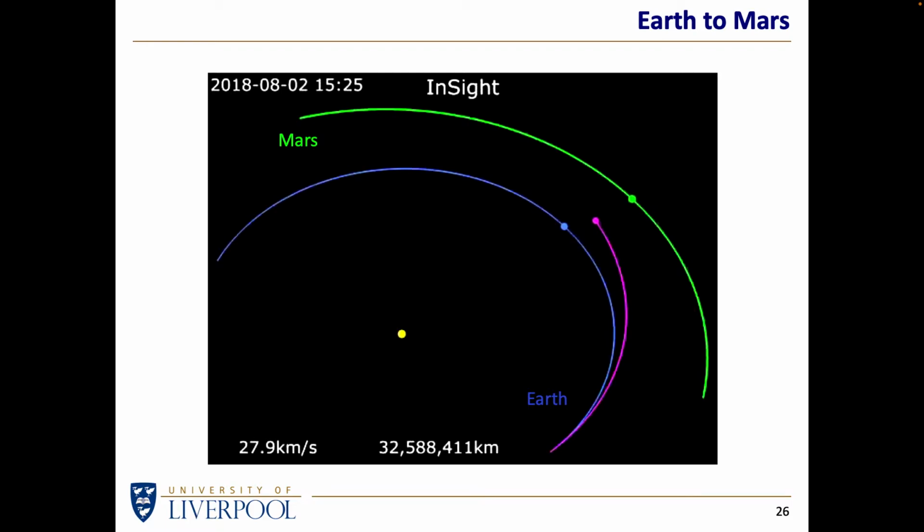One thing to notice is that as the spacecraft approaches Mars, it's slightly ahead of Mars, and Mars is actually catching it up. Mars is actually going faster than the spacecraft when the spacecraft arrives at Mars. So what you have to do when you get to the Mars orbit is catch up with Mars, because it's going faster than you are.